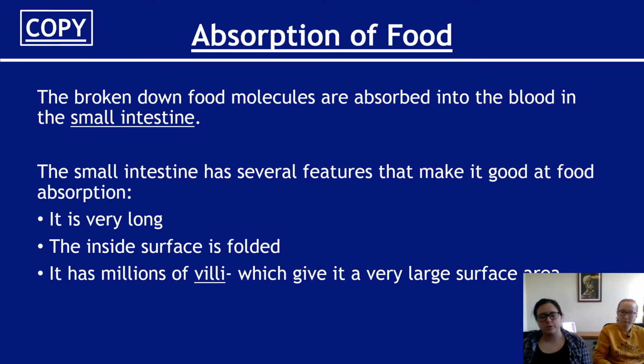So those glucose molecules, those amino acids, those fatty acids and glycerol spend the whole time being broken down into those components. When they arrive at the small intestine, they are now broken down, and the small intestine is now going to absorb them into the bloodstream. Now, the small intestine has several features that make it very good at food absorption. Number one, it is really long, okay?